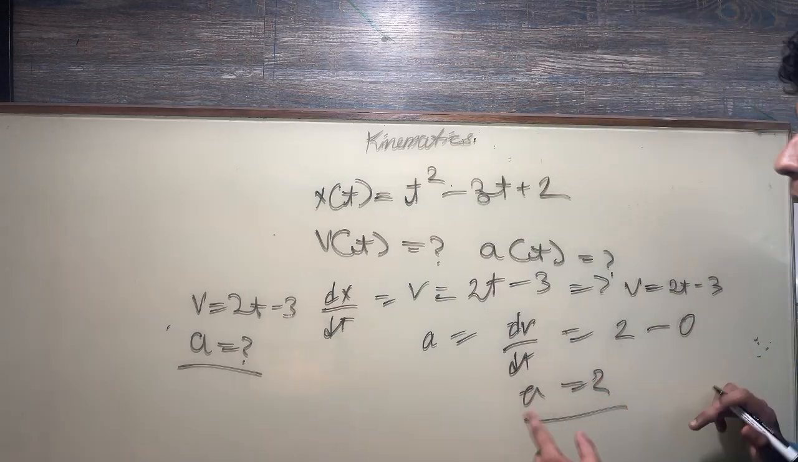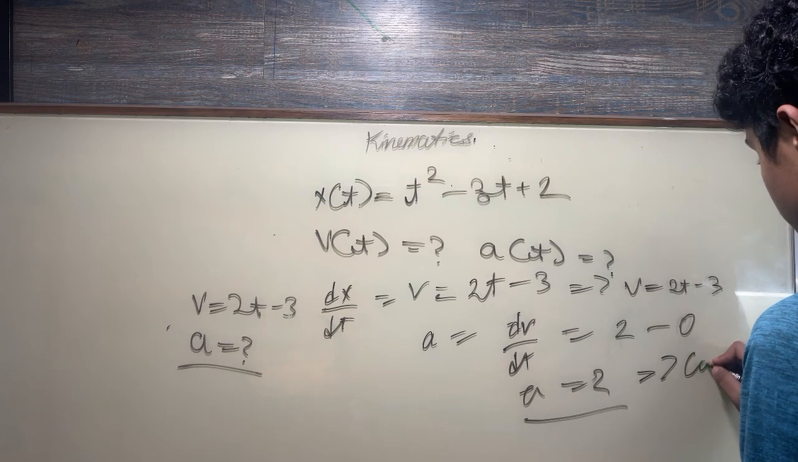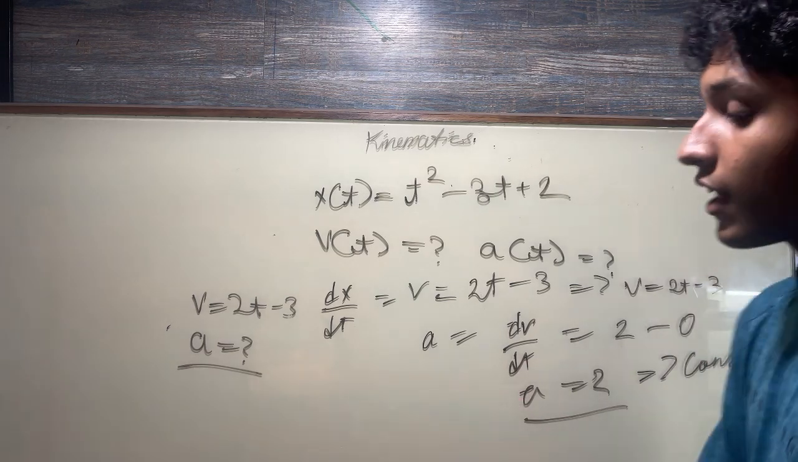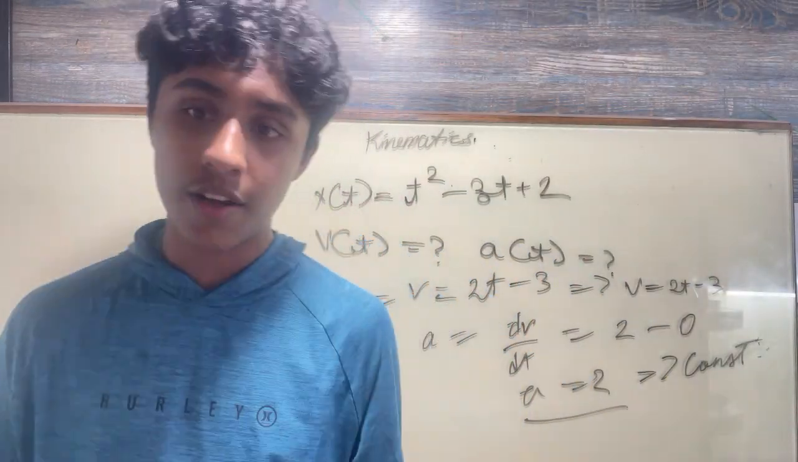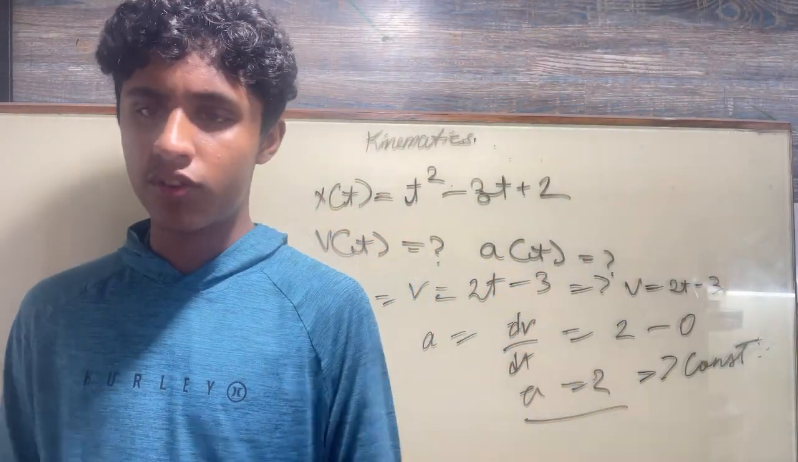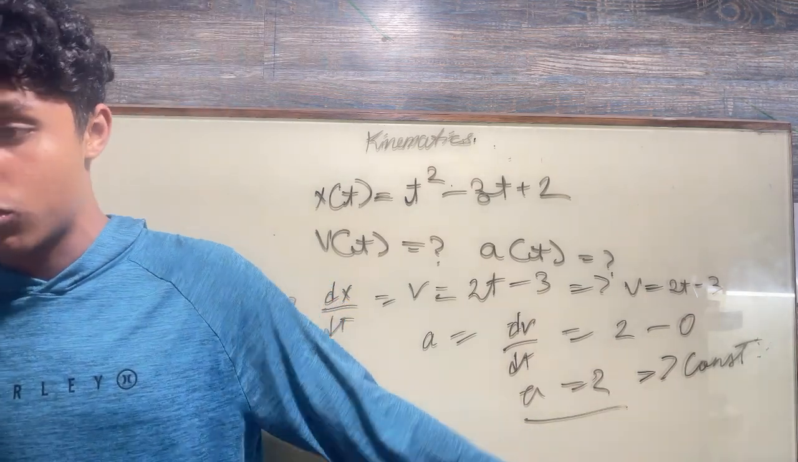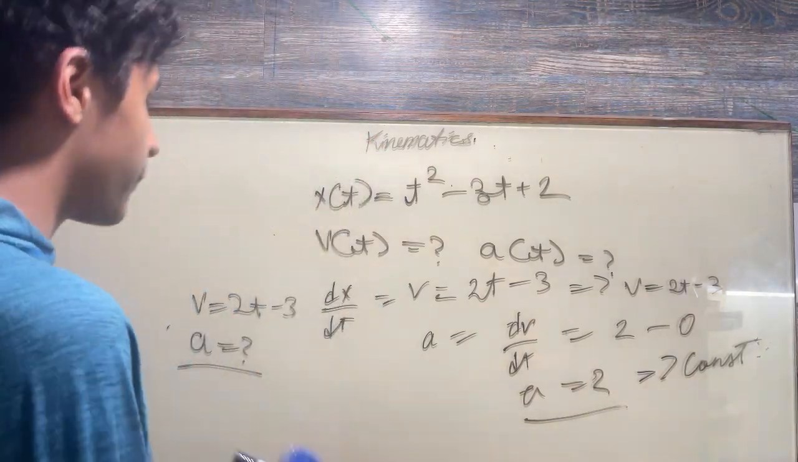So what does this mean? My acceleration is a constant in this equation. Now this need not always happen, because in other situations we might get acceleration in terms of t. So then obviously it's not a constant. But here you can see we are getting acceleration as some constant, which is 2 in this case. So this was pretty interesting.